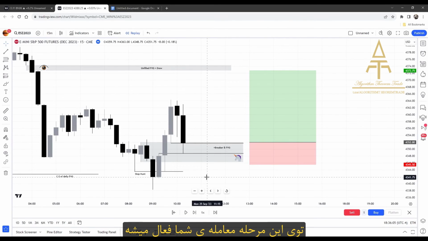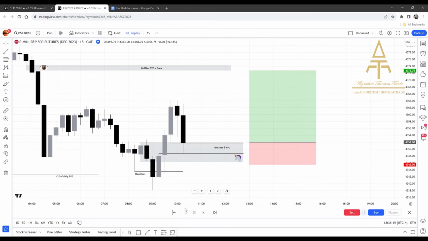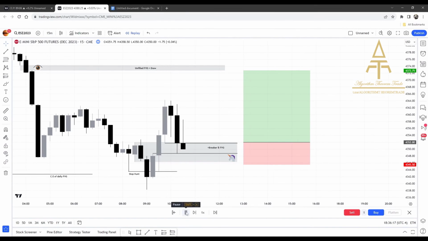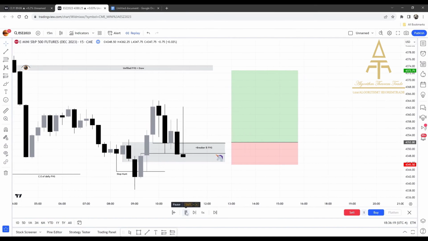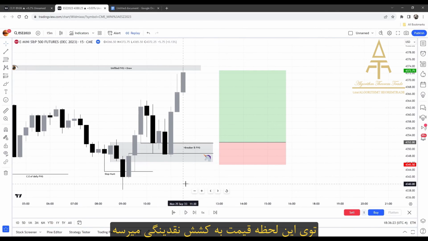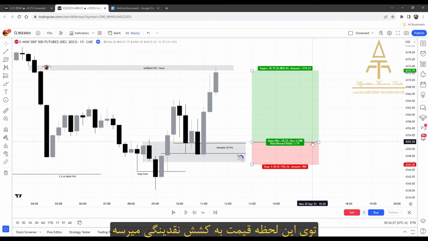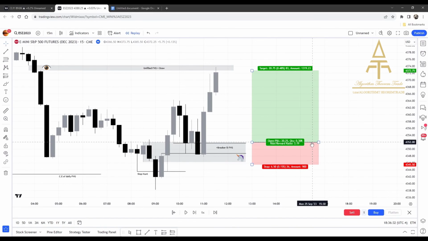At this moment in time, your position would be filled. You would now be long, and you would want to aim your position at the draw on liquidity. At this moment in time, our draw on liquidity was achieved. This position would have provided a 3R return.